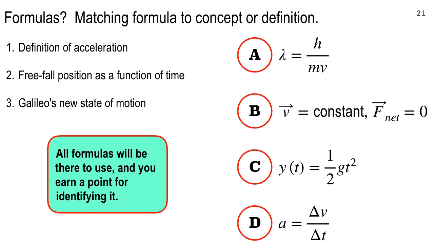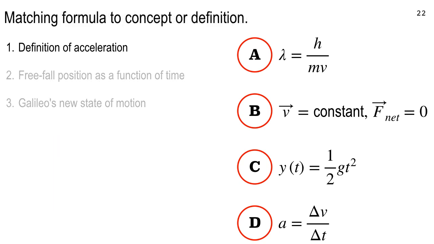But you actually earn a point for identifying it. So you don't have to memorize. All you have to do is recognize. So you can't totally be ignorant. But I don't want you to go around memorizing formulas, because it's going to be just like this. So there's 4 formulas over there. And let's do the first question together.